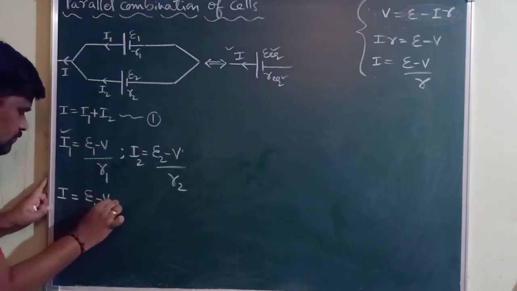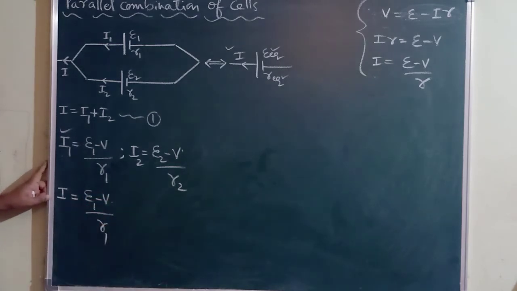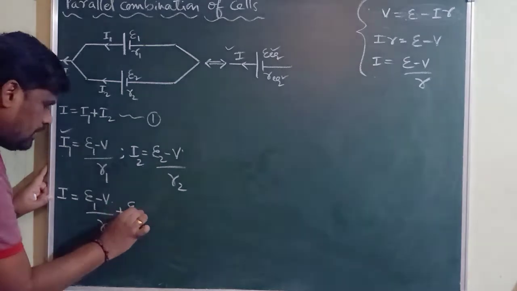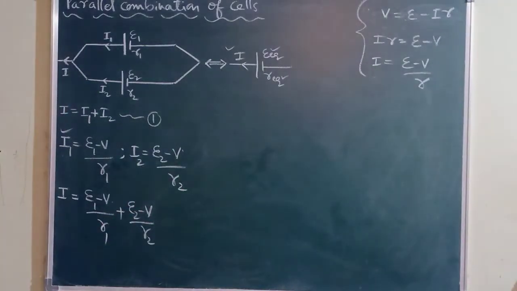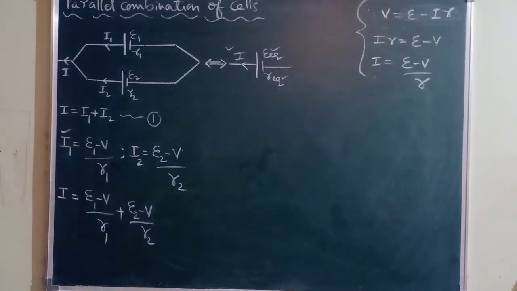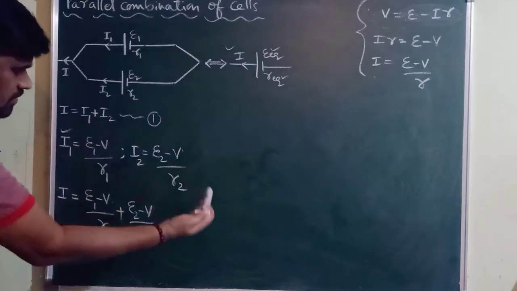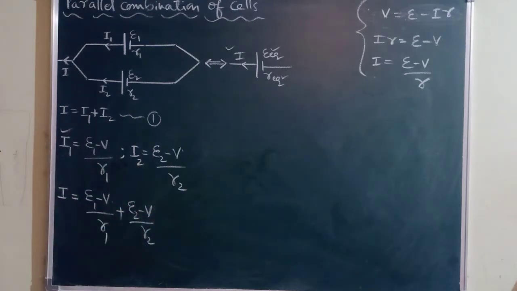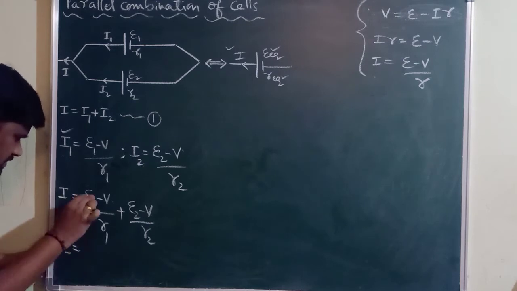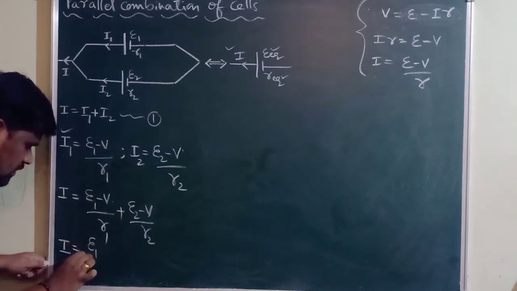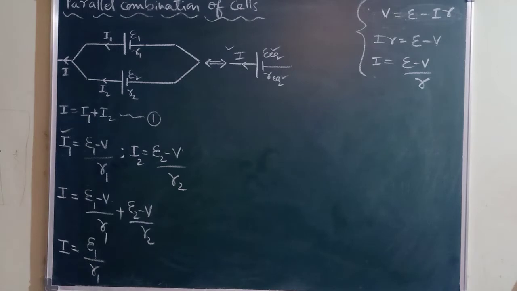I1 is E1 minus V by R1, plus what is I2? E2 minus V by R2. Okay. Next I will take the EMF terms on one side separately and the terminal potential difference terms separately. Next, how can I write now? I is equal to, first I will write the EMF term E1 by R1.